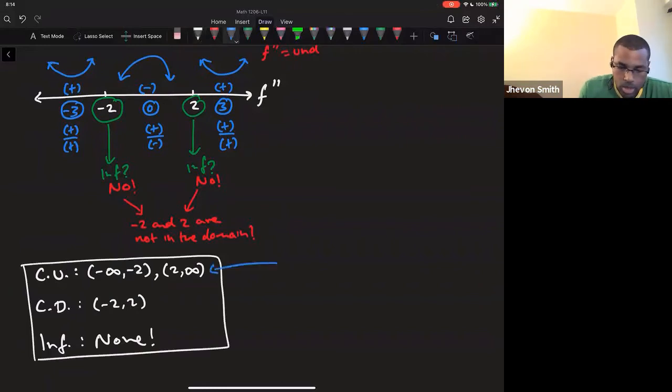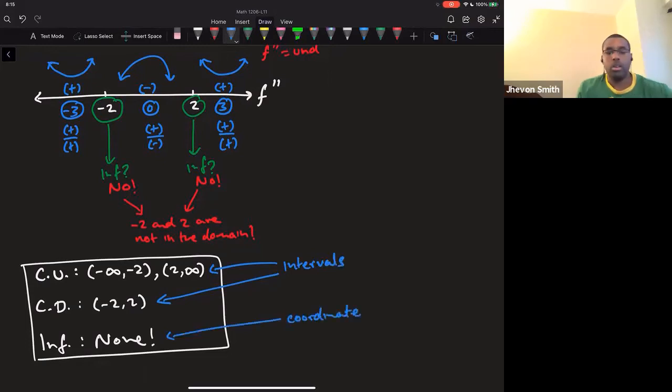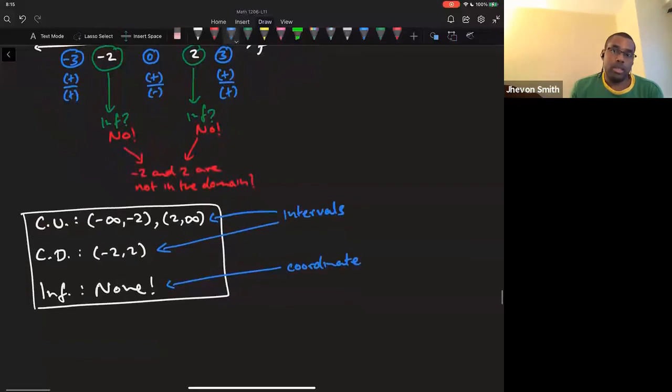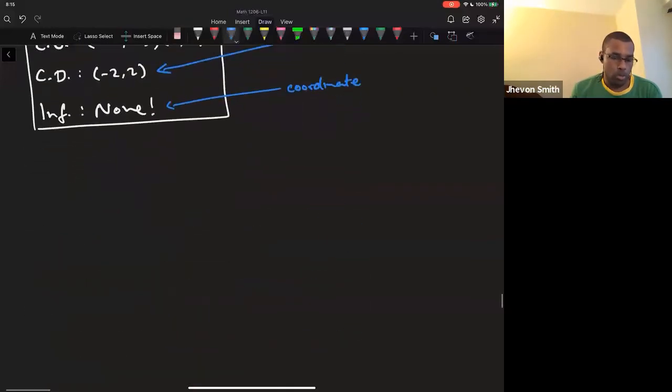Again, just to remind you, these guys are intervals. This one would be a coordinate, but there's none, right? And that's that. So now we reach step 6, which is to graph.